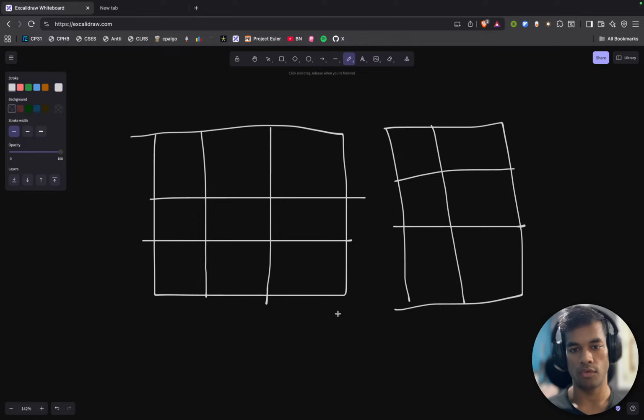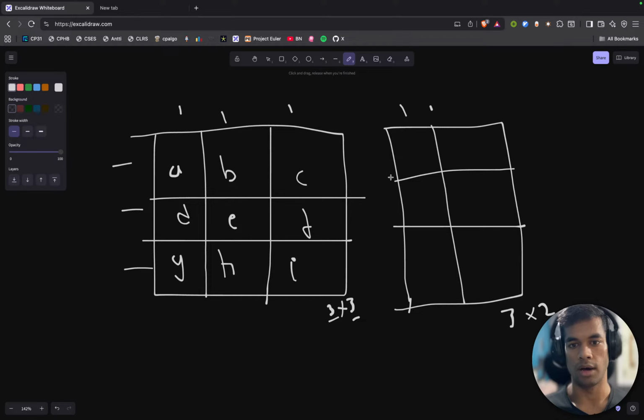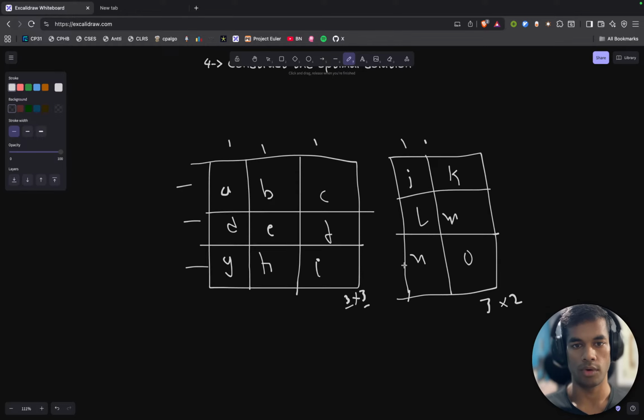If this is of size 3 by 3, this 3 is the number of rows and this 3 is the number of columns. Then the next one should have the same number of rows as the number of columns in the earlier matrix, which is correct in this case, 3 into 2, where 2 is the number of columns. And if we have A B C D E F G H I, J K L M N O, what do we do?